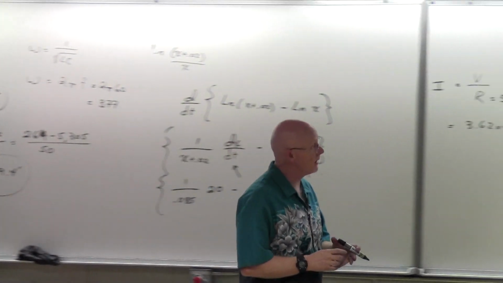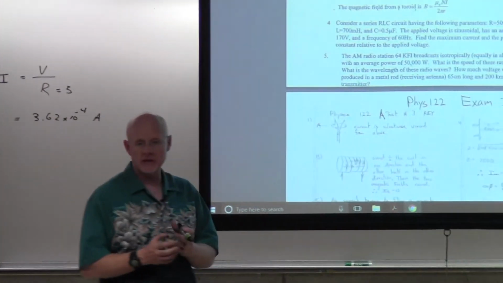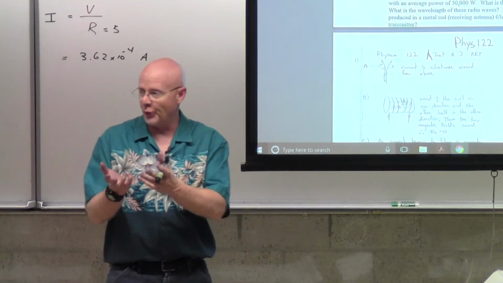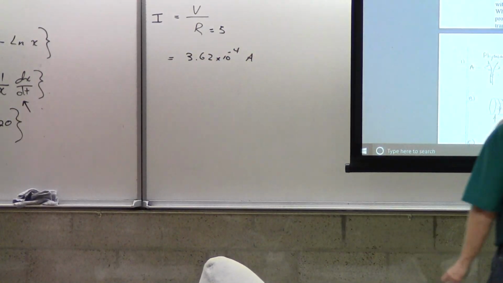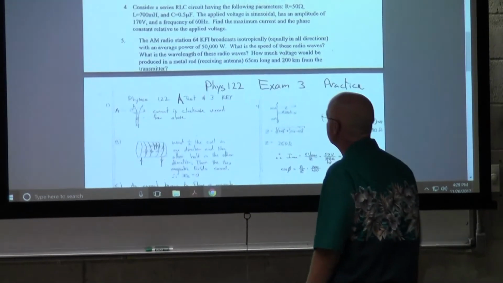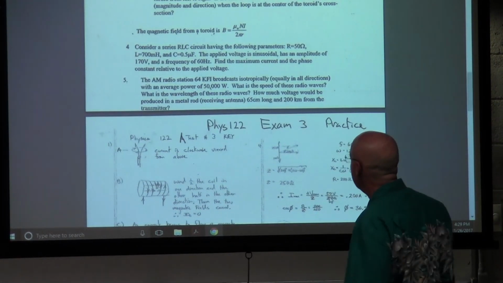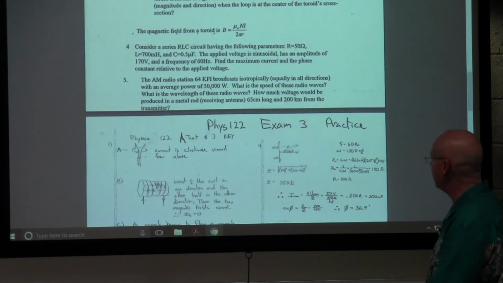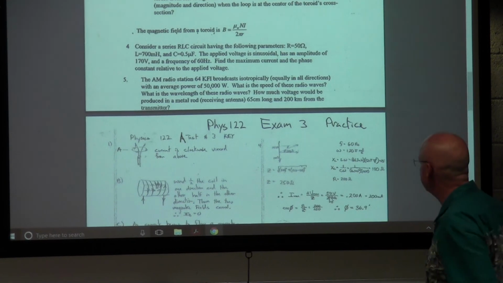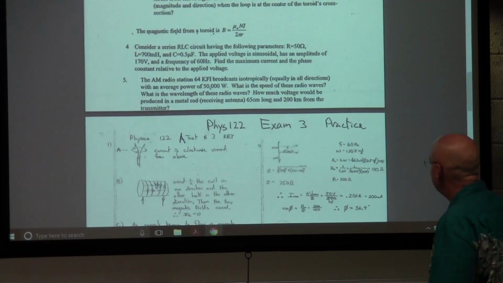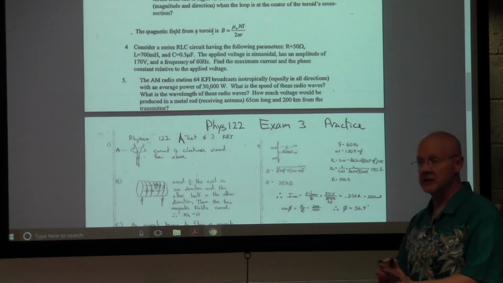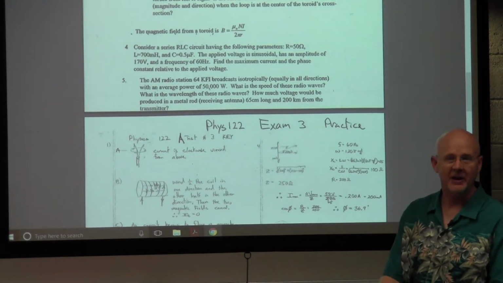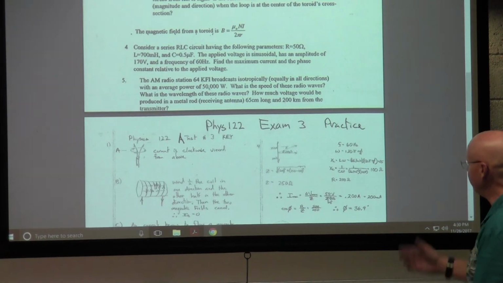All right, and then the last one I think is also like the other one. This is another preview for what's to come this week. But here we have another radio station. This is an AM radio station, 640 KFI. It broadcasts isotropically in all directions. It has an average power of 50,000 watts. First part of this is, I was going to say an easy question, but you haven't seen it yet, so it may not be that easy to you. What is the speed of these radio waves?